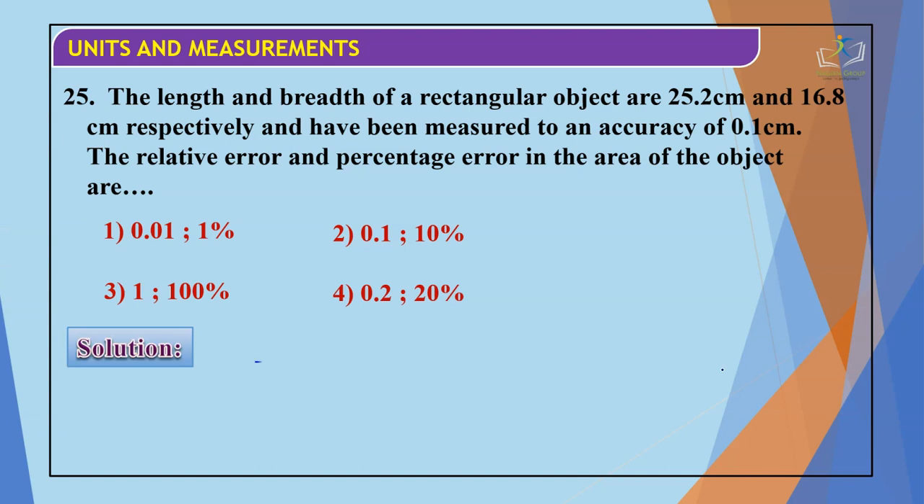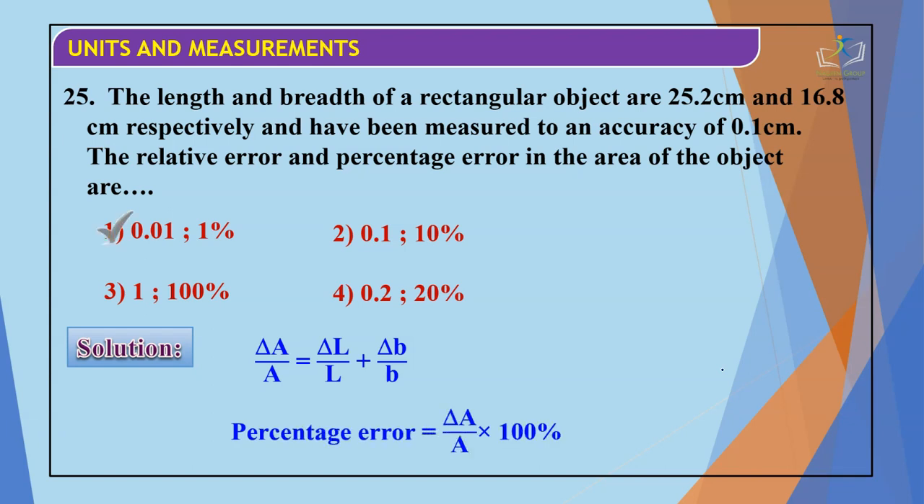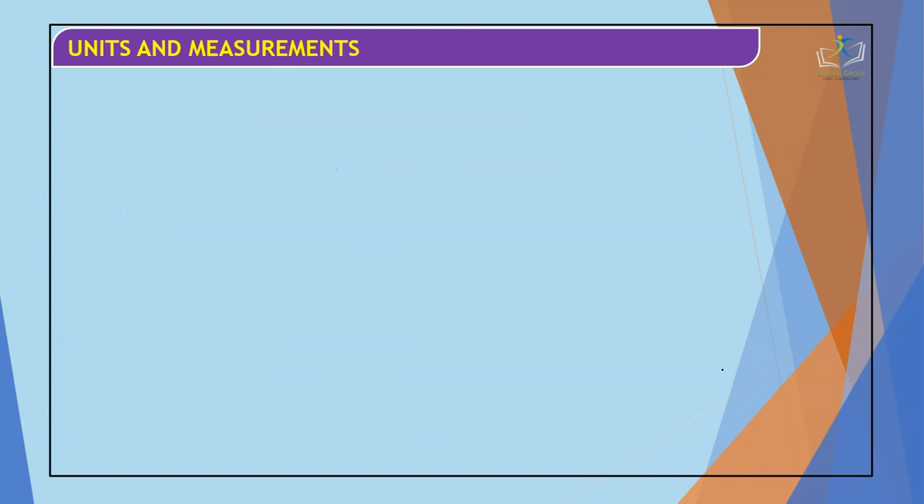Now moving to the solution part. Delta A by A is equal to delta L by L plus delta B by B. Percentage error we can calculate, which comes as the first option. I hope students you understand.